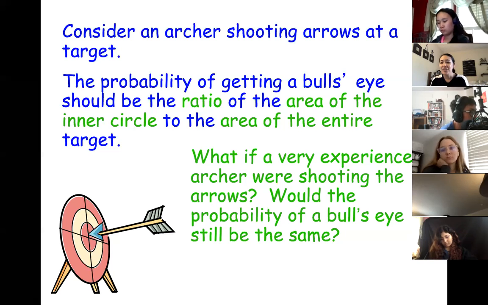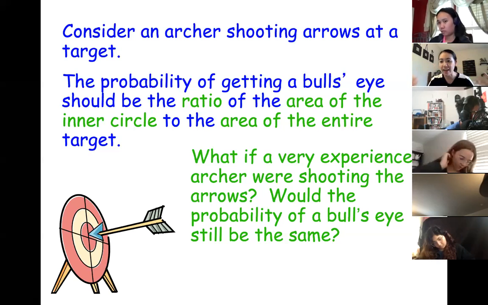Okay, thank you. If we wanted to do the classical approach with this problem, we would just take the area of the bullseye and divide that by the area of the entire target, assuming we always hit the target. Some of you at Wonder Valley probably missed the target, because I know I did. But assuming you hit the target, that would be the classical approach: area of the bullseye over area of the entire target. Now the question is, does the classical approach work here, especially if we have a very experienced archer?